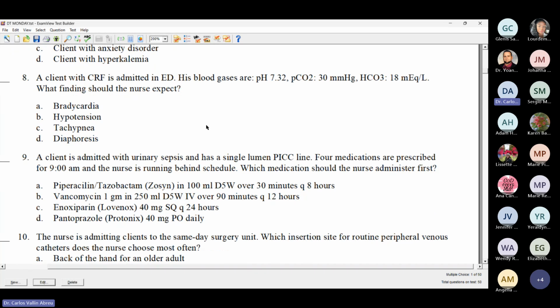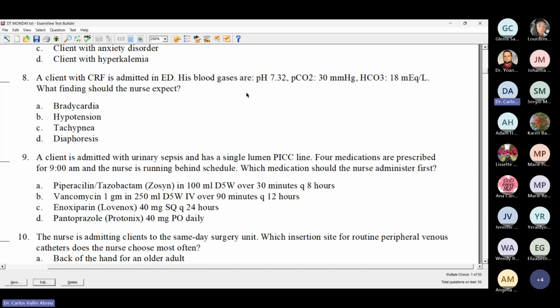Another question about ABGs. A client with chronic renal failure is admitted to the ER. The gases are pH 7.32. This is low, so it's in acidosis. The PCO2 is 30, it is low. So the arrow is down, down, are equal, metabolic. ROM, okay, equal, metabolic. So it's a metabolic acidosis. And it's confirmed because the bicarb is low.